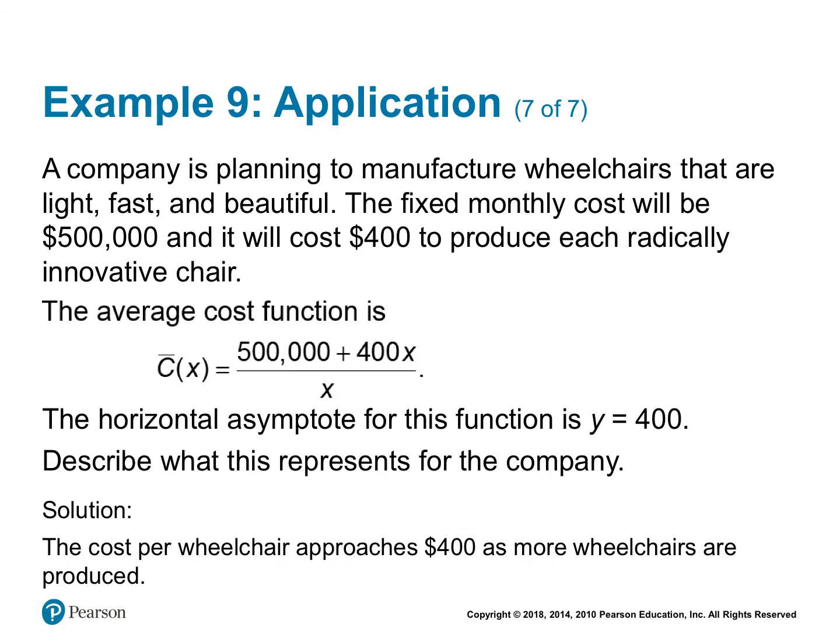Okay, so the horizontal asymptote for this function is y equals 400. So describe what this represents. The cost per wheelchair is going to be approaching the $400 as more wheelchairs are produced. So you would end up with a picture where that cost is approaching the $400 mark.